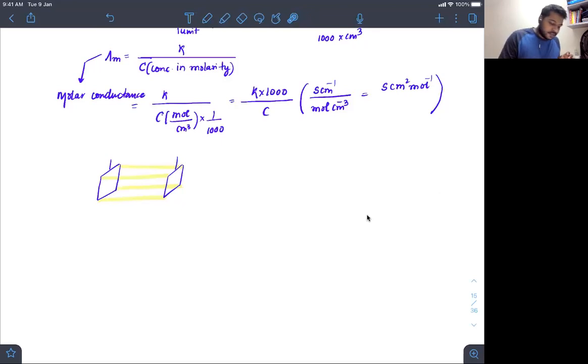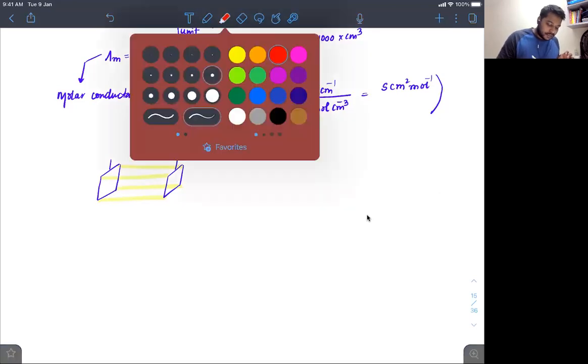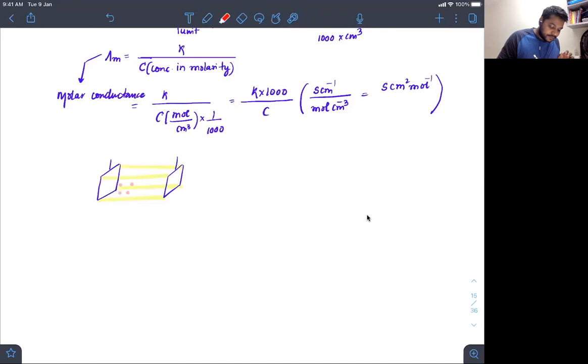ठीक है, तो इसमें हम लोग अज्यूम करते हैं कि पहले कुछ नंबर ऑफ आयंस थे. ये टोटल मिला के 1 मोल बन रहा है. 1 मोल आयंस ईच, मतलब पॉजिटिव आयंस 1 मोल, नेगेटिव आयंस 1 मोल. हाफ ऑफ मत सोचो. 1 मोल ऑफ इलेक्ट्रोलाइट होता है लाइक 1 मोल ऑफ NaCl. 1 मोल ऑफ NaCl मतलब 1 मोल ऑफ Na plus एंड 1 मोल ऑफ Cl minus.